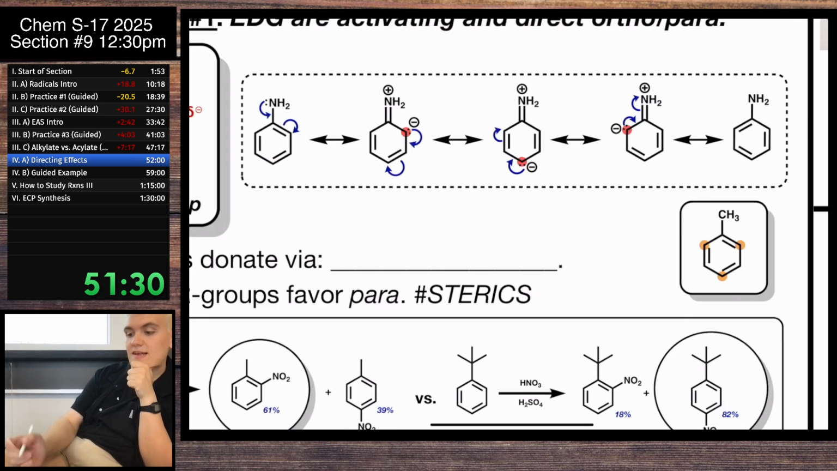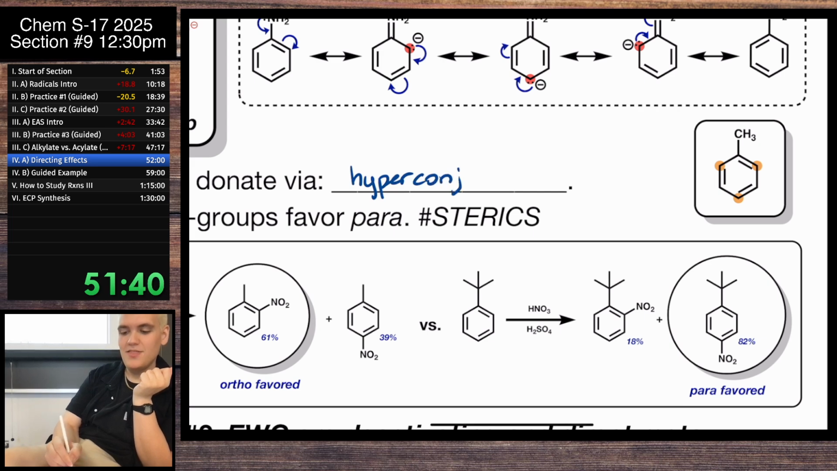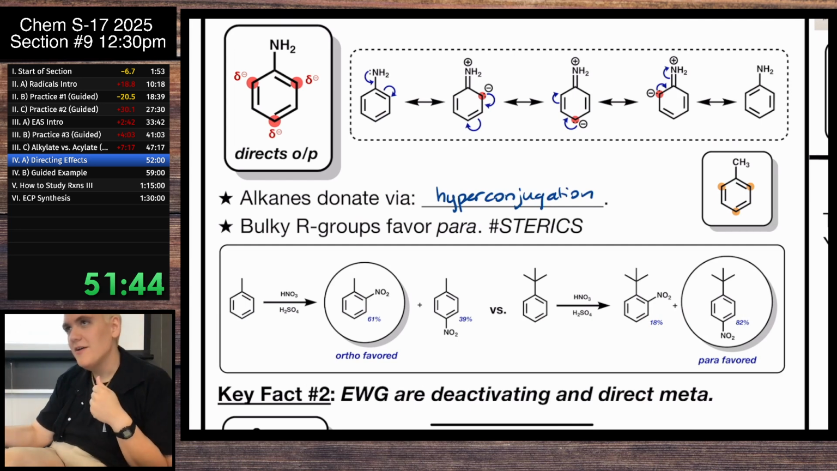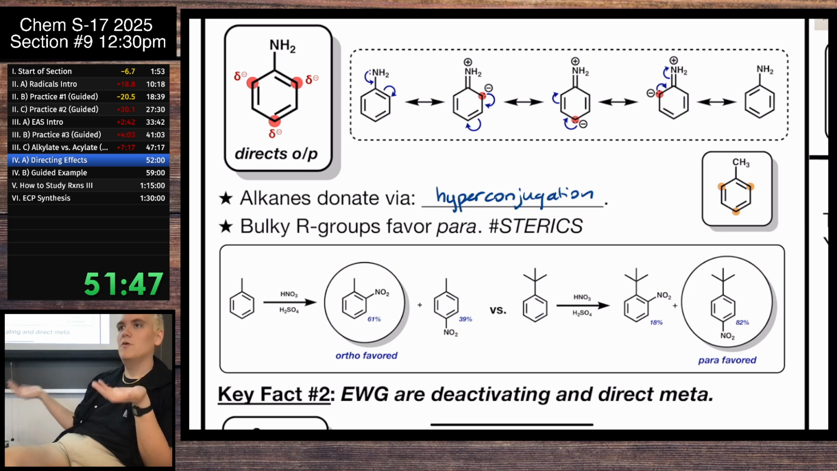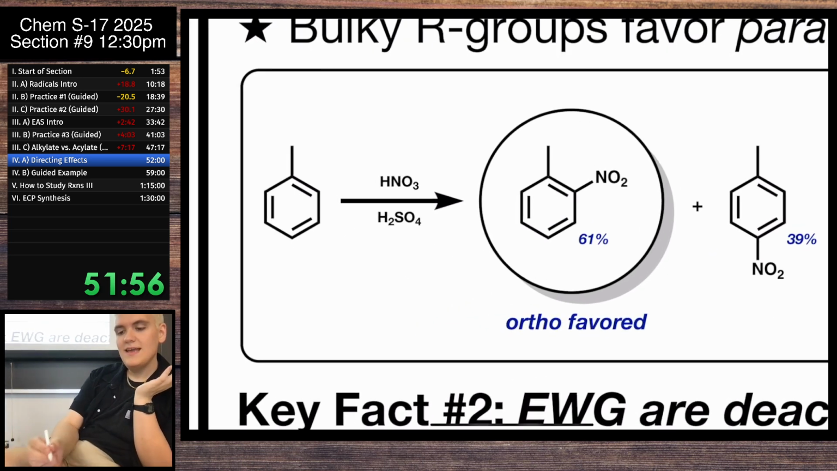Now, alkyl groups as well are electron donating, but they don't donate via resonance. What do they donate by? Hyperconjugation, the opposite of induction. So with hyperconjugation, I'm going to lean my electrons over a little bit, and it also is going to direct ortho-para. Now, between ortho and para, some classes are very particular about it. For our class, if you want to add it ortho or para, just do that, and it'll be fine.